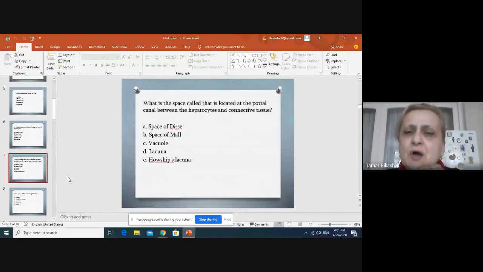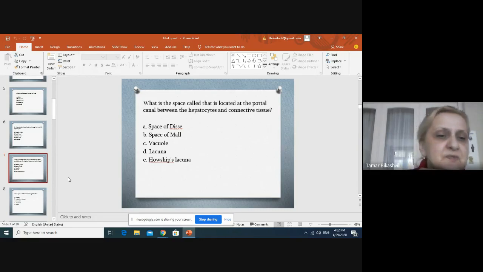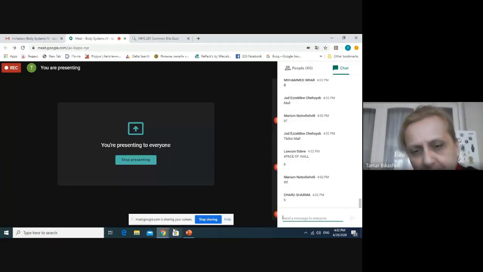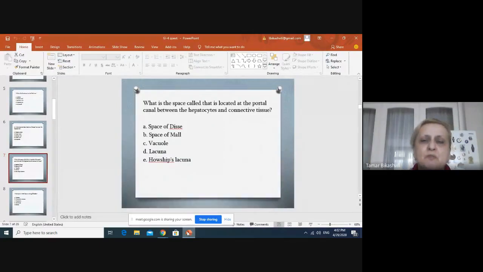What is this space called that's located at the portal canal between the hepatocytes and connective tissue? Between the hepatocytes and connective tissue. B, yes, correct is B. And you know, there is more connective tissue at the portal area.